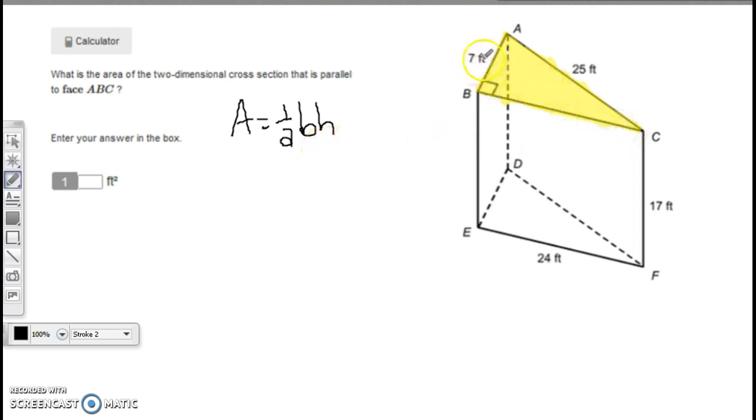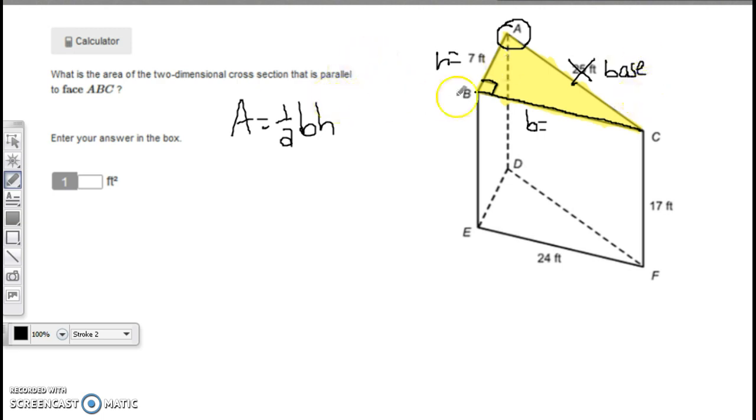And a lot of people are just going to want to throw 7 and 25 into the formula. But 25 and 7 can't be a base and a height because they don't meet at a 90-degree angle. Remember, your height must be perpendicular to your base. So 7 can certainly be our height, but it's perpendicular to this length. So this length has to be our base. 25 cannot be the base.